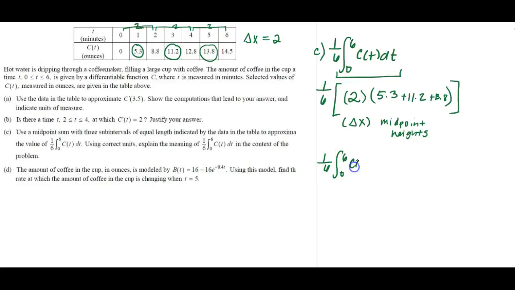So hopefully we remember, because we've done this earlier, that this quantity is going to represent an average. For what? In the context of the problem, what is this representing? So it's the average amount of coffee in the cup between 0 and 6 minutes.